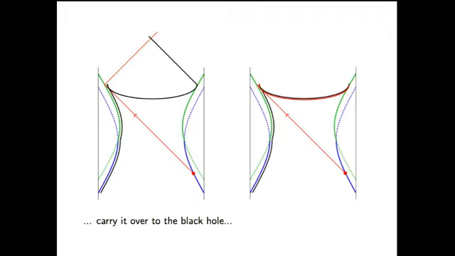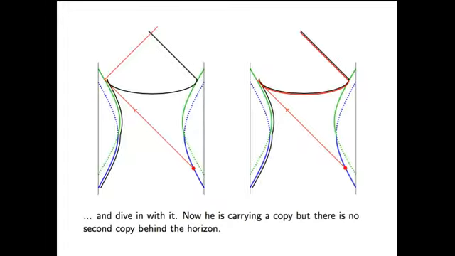So now the red line is following the black line. Then when he jumps into the black hole, he's carrying Alice's bit, but you'll notice that he doesn't find a second copy behind the horizon because his extraction step here removed it from the space-time geometry.